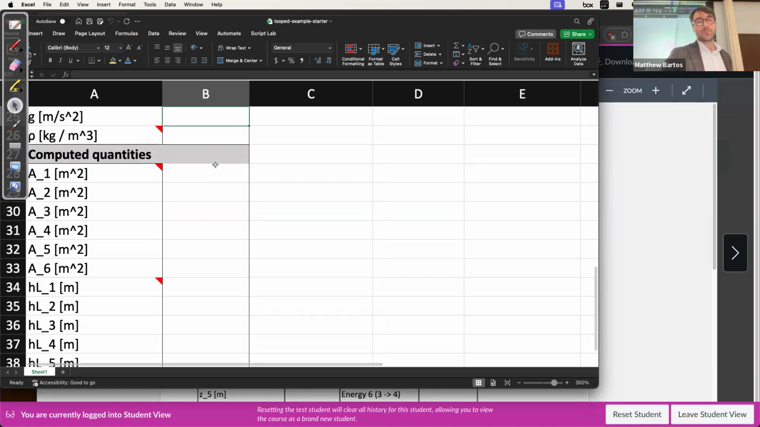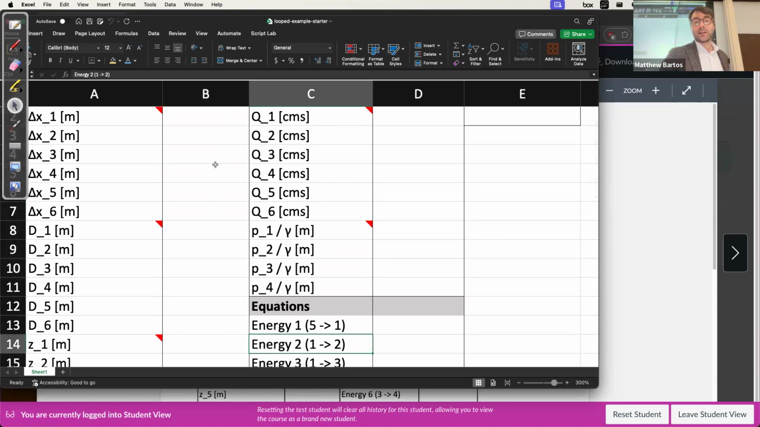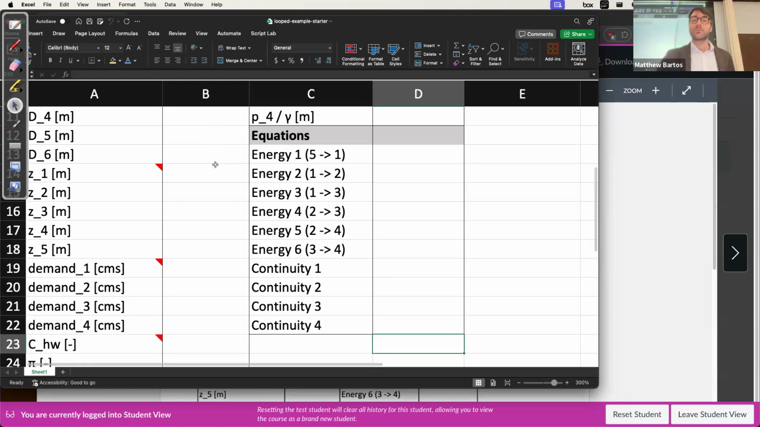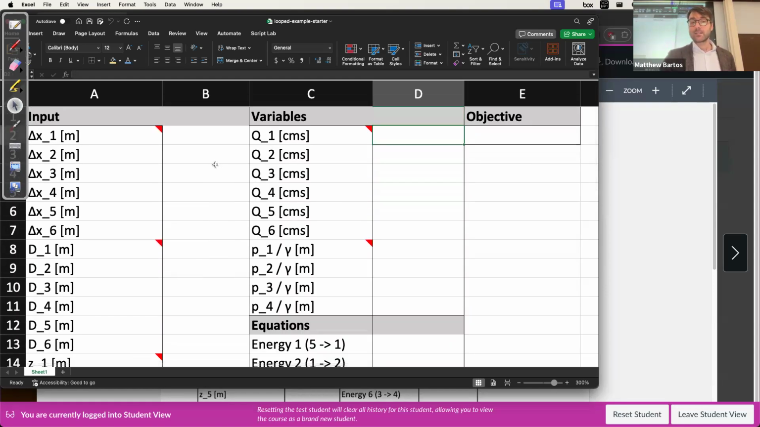Once you do that, just like before, we're going to set up our energy equations for all 6 links. I've specified the nominal directions to use right here. And then the continuity equation for each junction. Remember, these are all expressed with 0 on one side. And then your decision variables are these 10 variables here. So the flow rates in each link and the pressure heads in each junction.